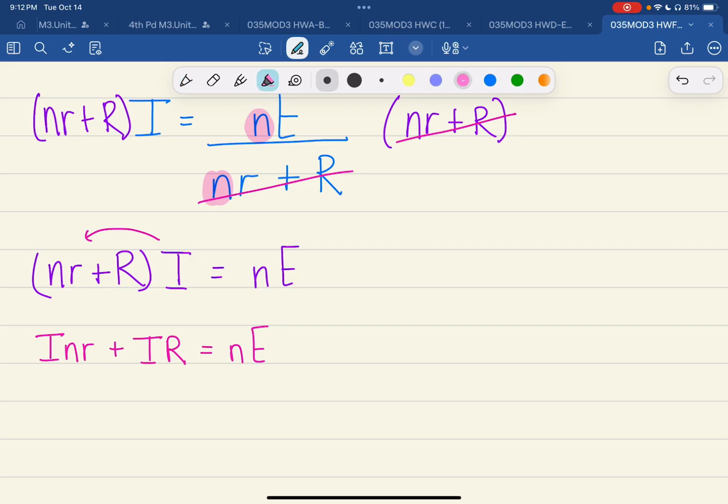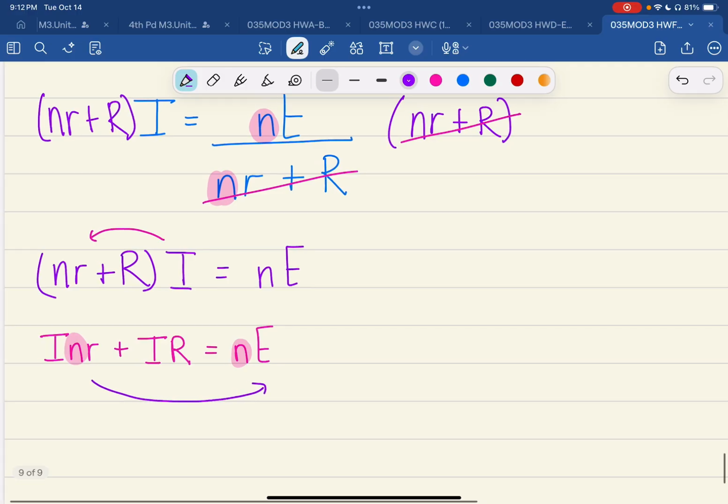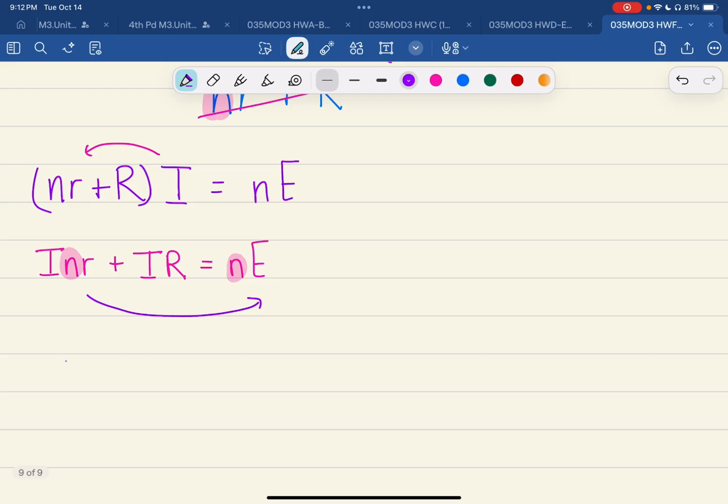I still have 2 of them, right? I've got one here and one here, but I've got these 2 separate N terms that I can start moving around. So I'm going to move this one over here so that they're on the same side. So I've got IR equals NE minus INR. So now I've got my 2 N's. They're on the same side. I need to take them and write them as 1.